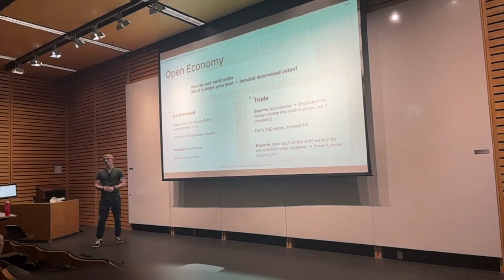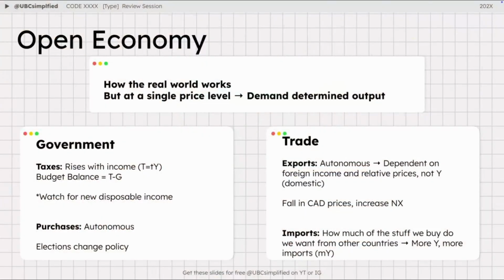Elections change policy. Now, one thing to keep in mind is disposable income. Now that we're adding in taxes, my disposable income isn't just what I'm getting paid, but what I'm getting paid minus what I have to pay in tax. So just watch the difference between spendthrift and frugal, and now that we have an open economy, my disposable income is a little bit different.